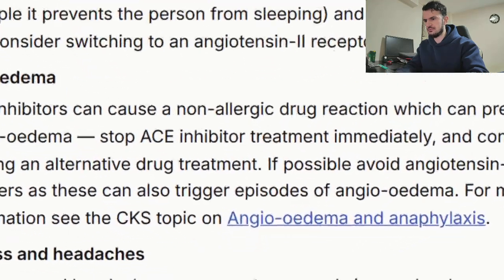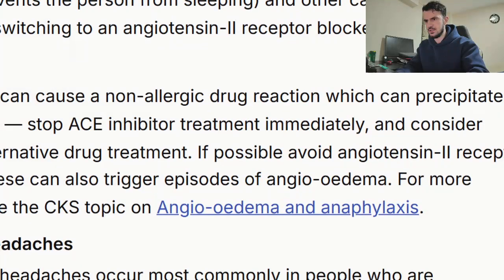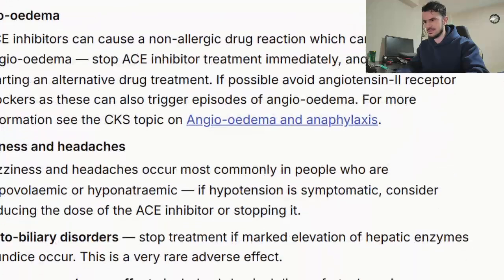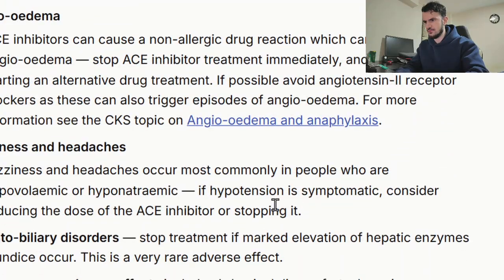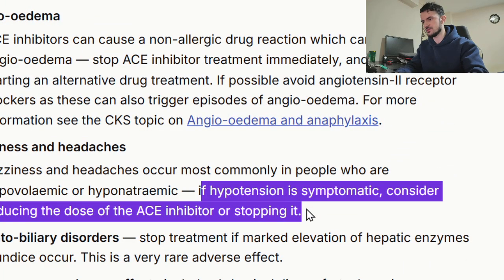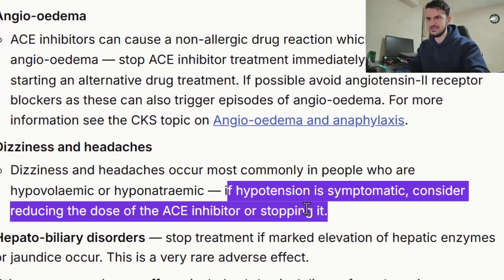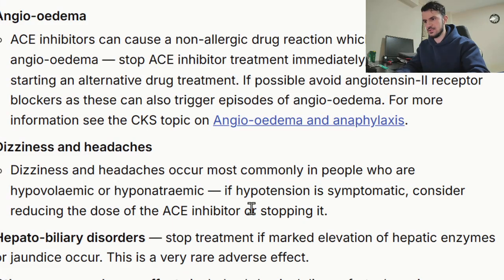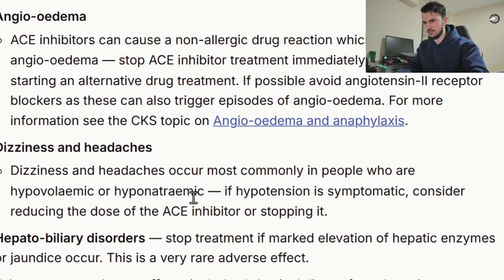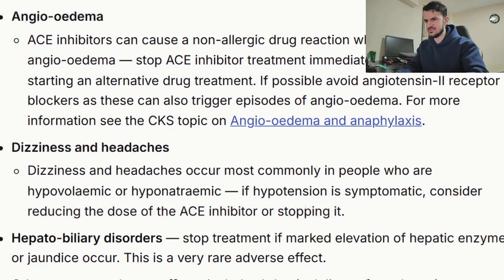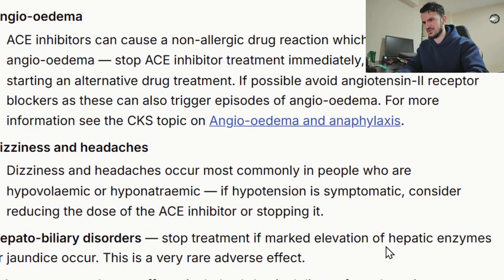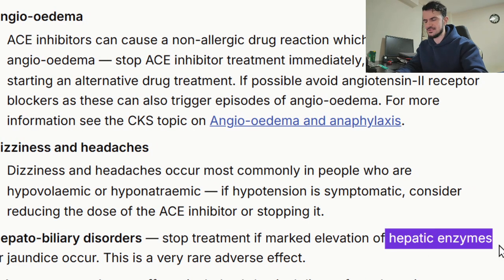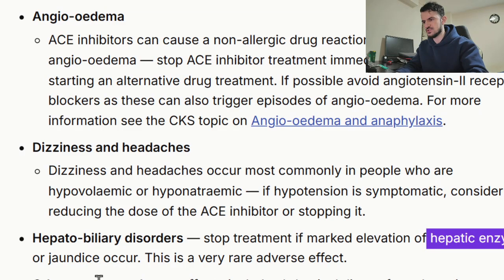So if you have hypotension, because bear in mind that ACE inhibitors can cause hypotension. If it is symptomatic, then you would consider reducing the dose of the ACE inhibitor or halting it. I don't believe the GPhC will ask this, but this is just something to note. And we've already discussed if someone has any elevation of hepatic enzymes, whether it's CK, ALT or AST, or jaundice occurs, you would stop treatment.